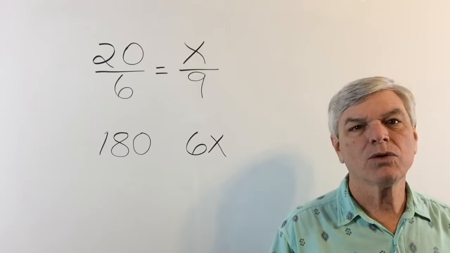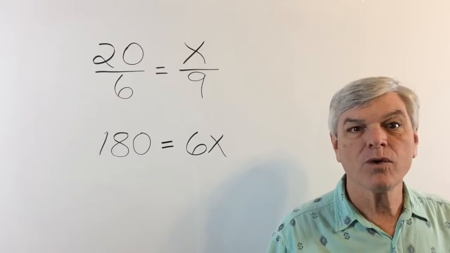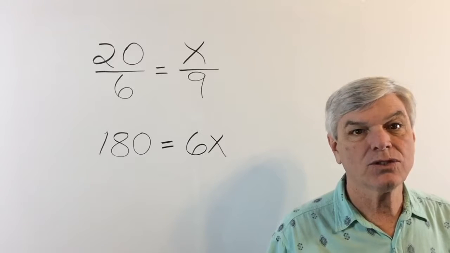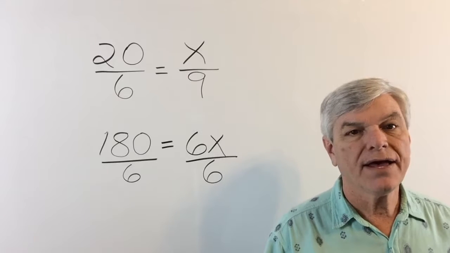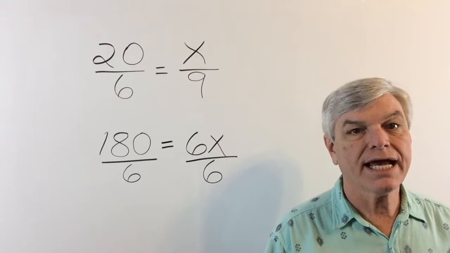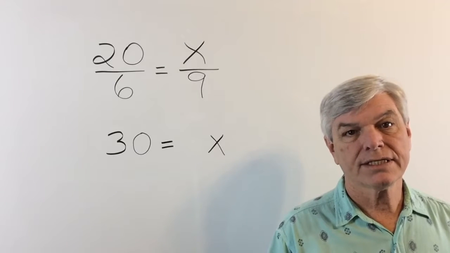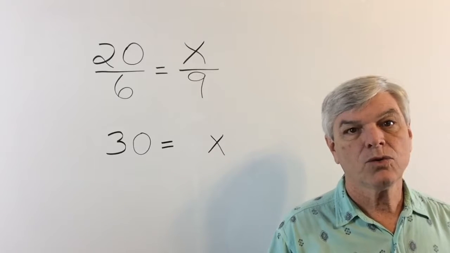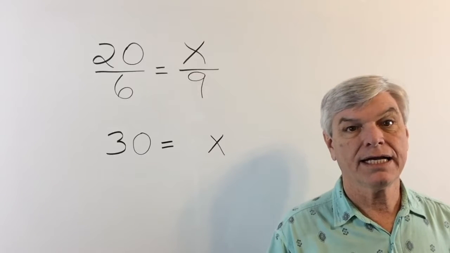We multiplied 20 times 9, that's 180, and we multiplied 6 times x, and that's 6x, and they equal each other. So if we want to find out what x is equal to, we're going to divide both sides by 6. That will isolate our x, and 180 divided by 6 is 30. As you can see, 20 over 6 is proportional to 30 over 9.